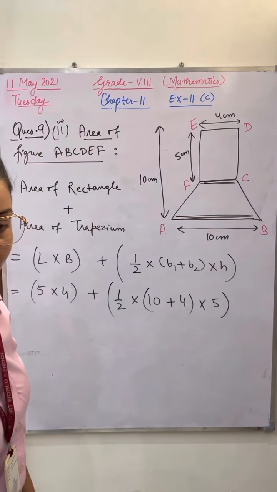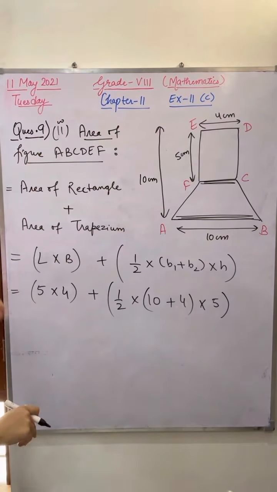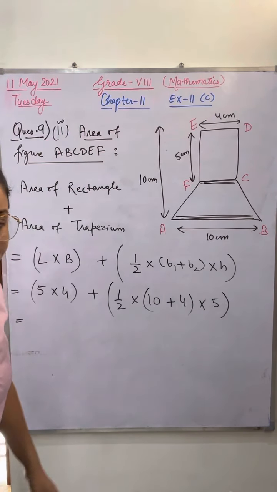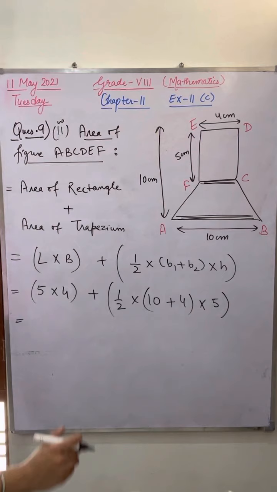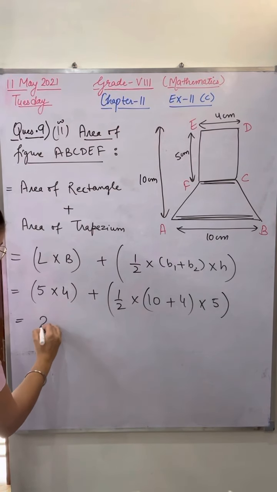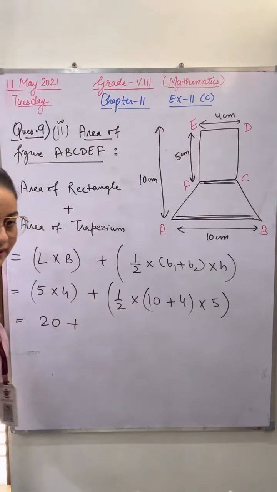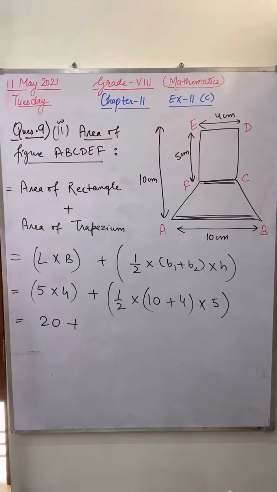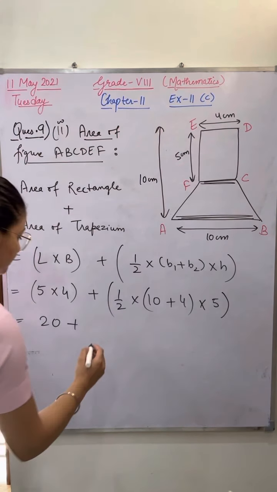Now mute yourself quickly. Yes, everyone, please tell me the area of rectangle. Everyone, I'm reading your messages. Yes, quickly. Very good. Area of rectangle is 20. Okay, please tell me the area of trapezium quickly. Area of trapezium. Everyone.